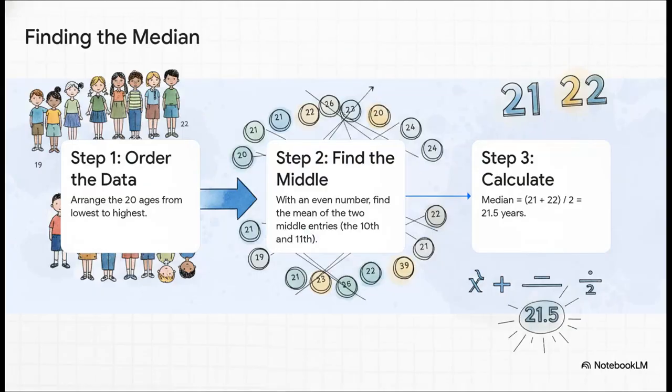Simple as that. All right, so let's actually do this for our classroom. First, we put all the ages in order. Now, since we have an even number of students, 20, there isn't one single middle number. So what do we do? Easy. We just take the 2 in the middle, which are the 10th and 11th students. Their ages are 21 and 22. We add those together, divide by 2, and we get a median of 21.5 years.